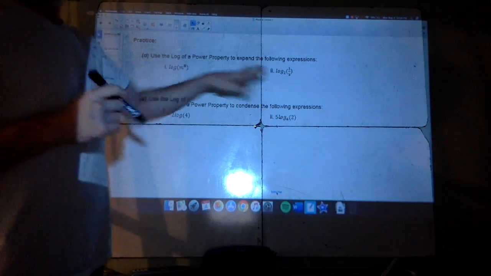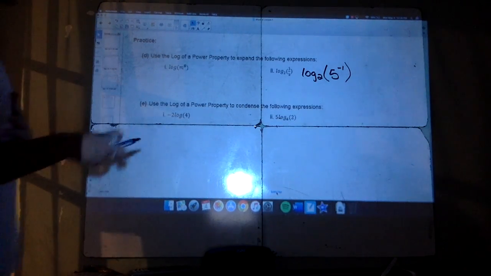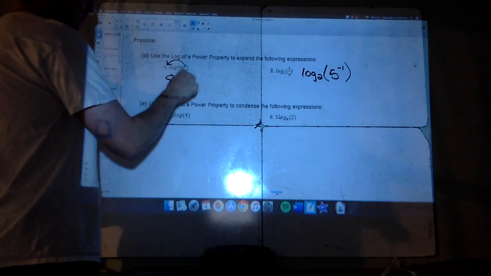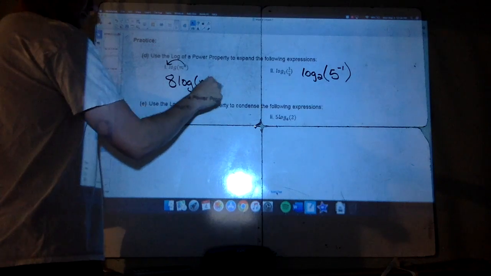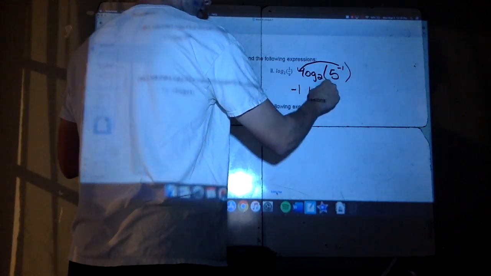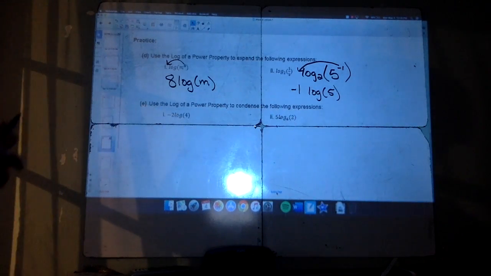I want you to try these on your own, pause the video, and try to rewrite this. Before you do that, remembering this is log base 2 of 5 to the negative first power. So what I would have done is the 8 comes in front, and it just becomes 8 log of m. Here, the negative 1 comes in front, and it becomes negative 1 log of 5, or you could just have negative log of 5.